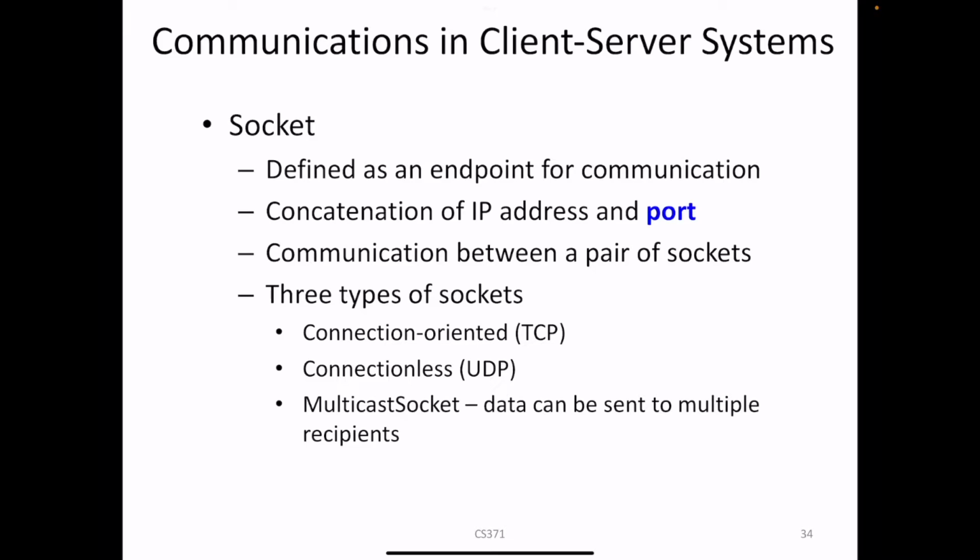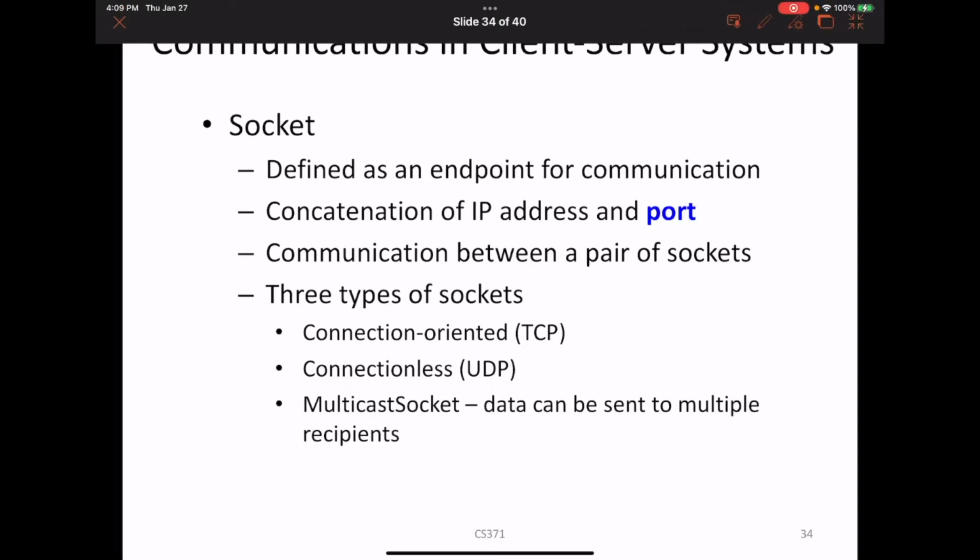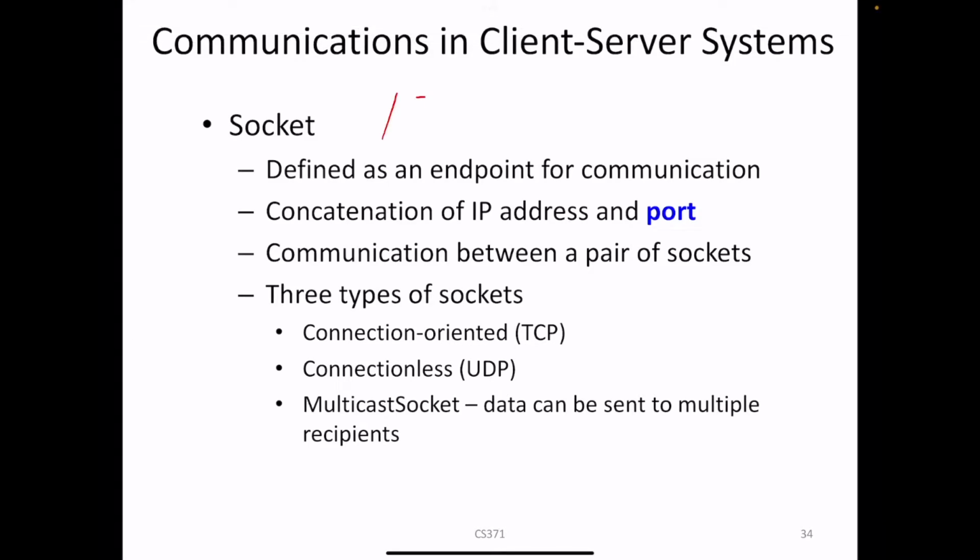Another thing I would like to mention about the IP is that there's a special IP address which is 127.0.0.1. So if two processes within the same computer want to communicate with each other, both of them can use this special IP address combined with a different port number to communicate with each other. We also call this address localhost.